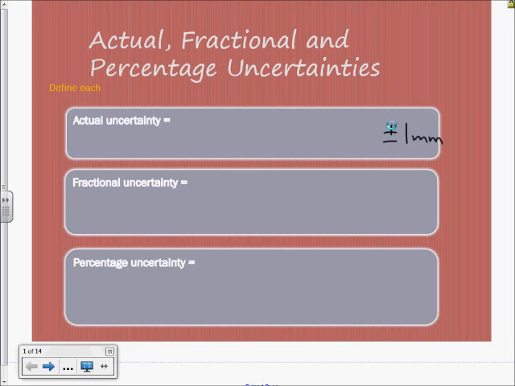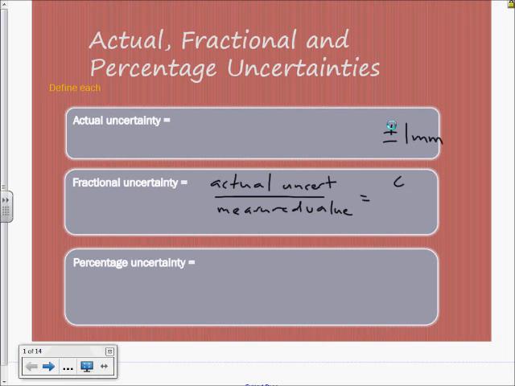So I want you to look up in the dictionary, or you can look at the web, and write down a meaning for what we mean by actual uncertainty. Fractional uncertainty, we simply take the actual uncertainty and divide it by the measured value. So that's going to give us a decimal.